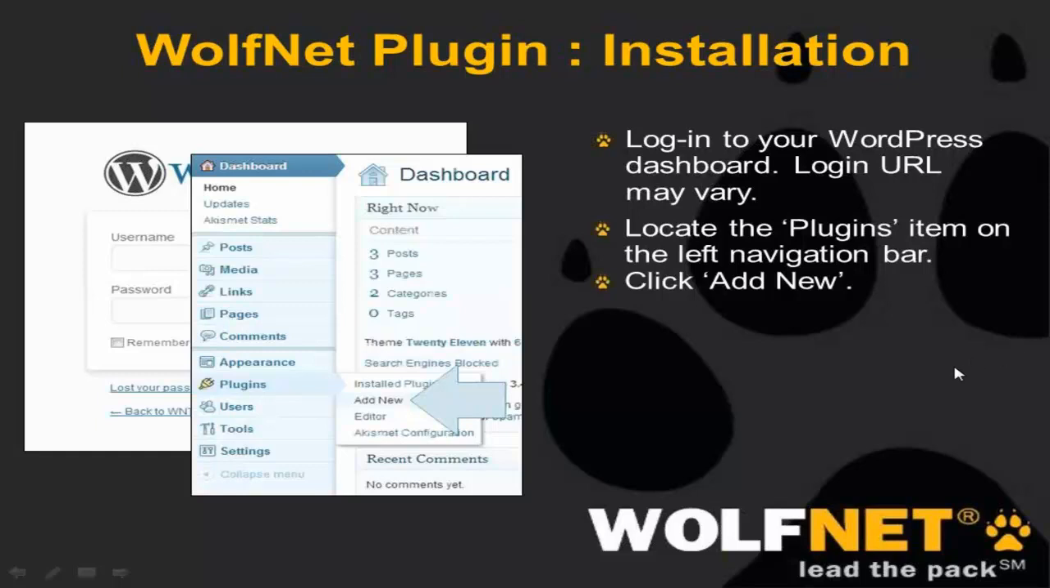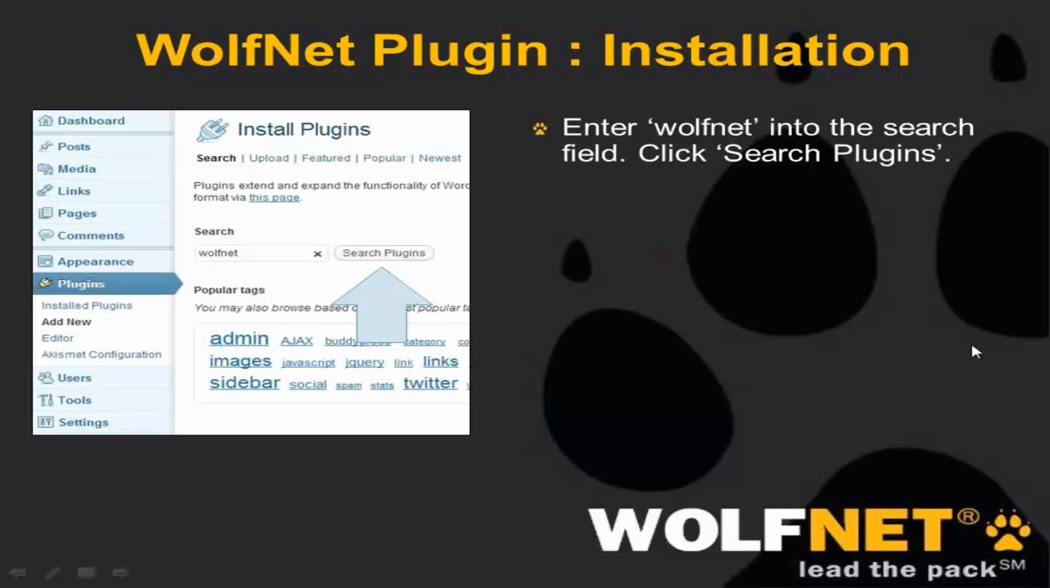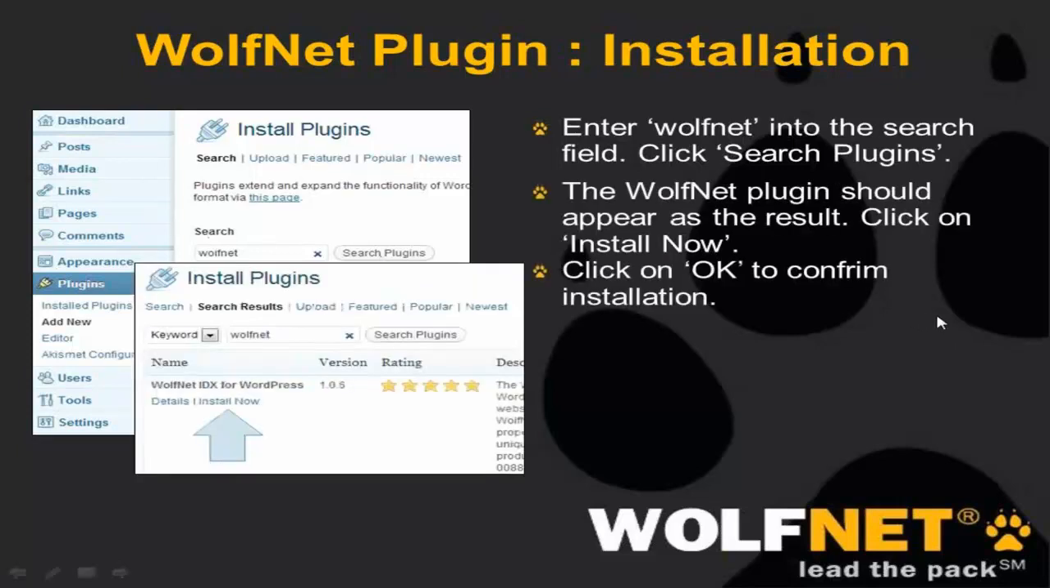Once you're logged in, you should see a plugins item on the left navigation bar. If you mouse over that, you should see a submenu, and then you just want to click on Add New. The easiest way to find this is to just type WolfNet into the search field and hit Search Plugins. The WolfNet for WordPress plugin should appear, the only result.